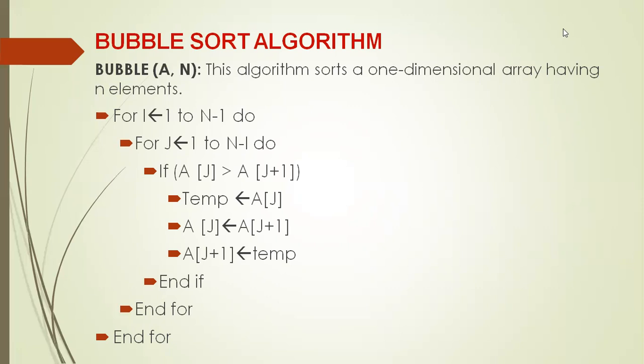In that case, the different values j takes are 1 to n minus 1. n is 5 only, and i is now 2. n minus i, how much? 5 minus 2, it becomes 3. So the different values j takes are 1, 2, 3.